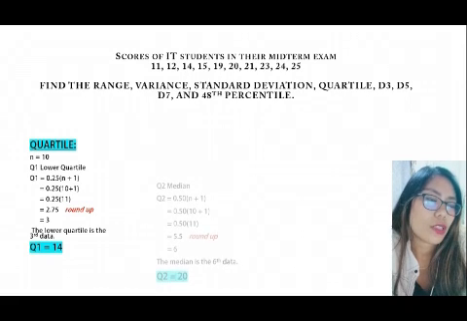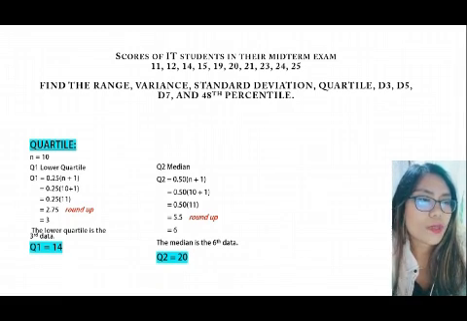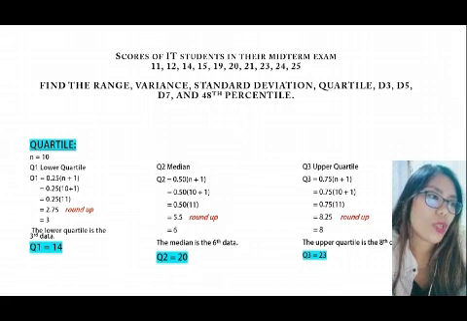Same with the median. The difference is you just need to substitute 0.50 for 0.25. So Q2 is equal to 0.50 times n plus 1. It's equal to 0.50 times 10 plus 1, 0.50 times 11. The total was 5.5, and round up again, it will give you 6. So the median is the 6th data, which is 20. So Q2 is equal to 20.